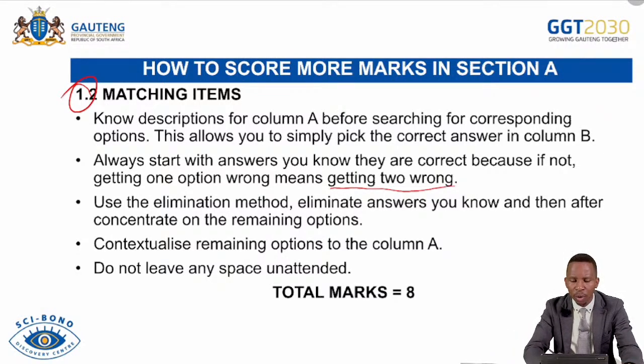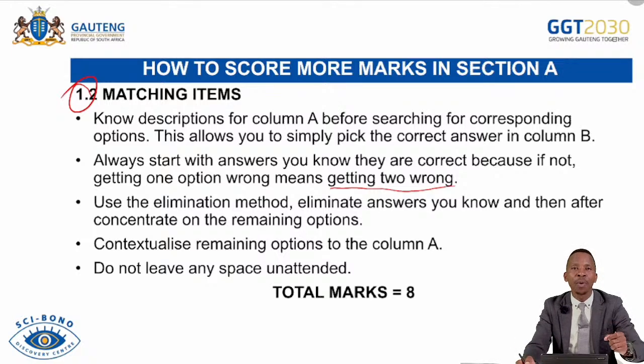Use the elimination method. Eliminate answers you know, and then concentrate on the remaining options. Start with what you know. After that, you can check what you don't know or don't understand, and try to create some links between the concept and the given statement. Contextualize the remaining options to column A. In case you find it difficult to get the answer, contextualize those remaining options.